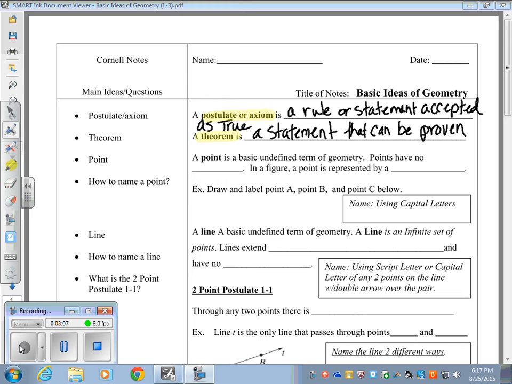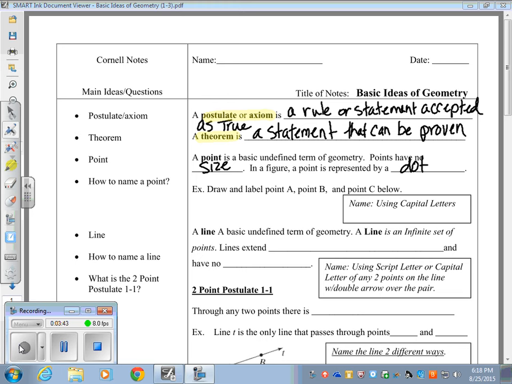So our foundation in geometry, Euclidean geometry, is based on 3 undefined terms, which we're going to accept as true and use to build theorems and actually prove theorems. Our first undefined term is a point. A point has no size. I know you're used to looking at it as a dot on a graph or on a piece of paper, but a point has no size, and in a figure, a point is represented by a dot.